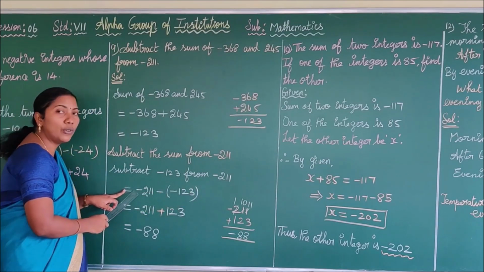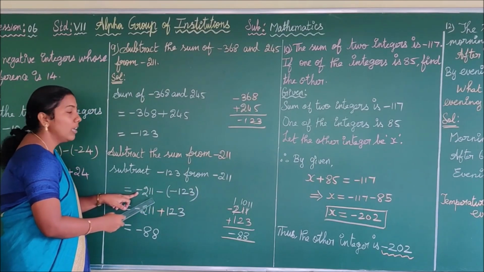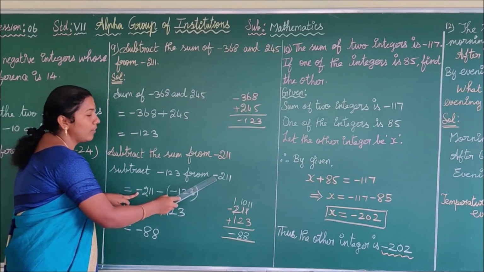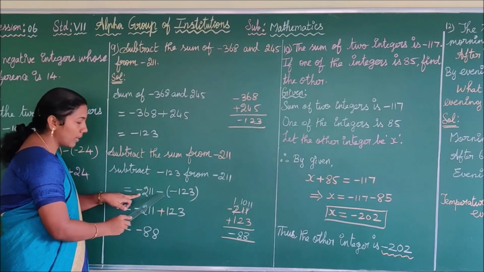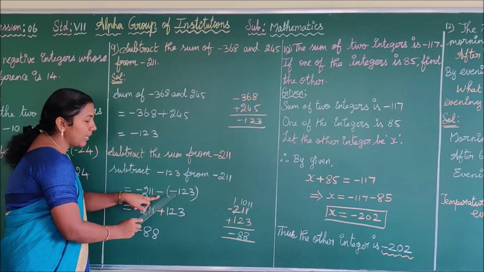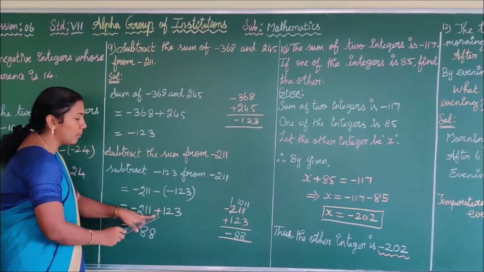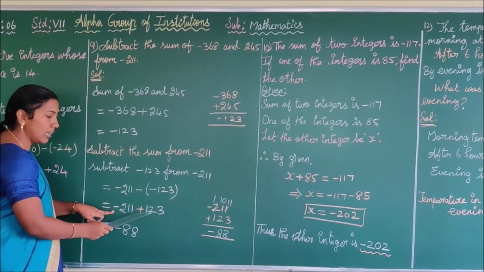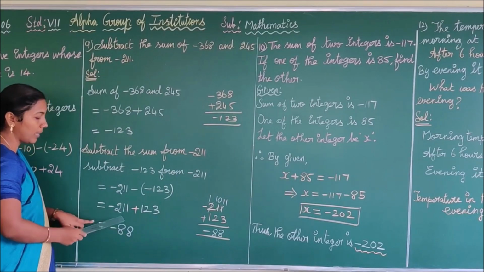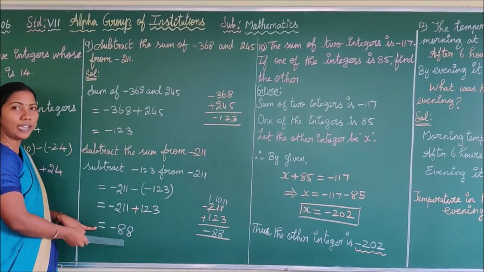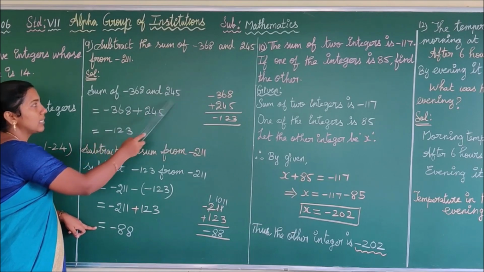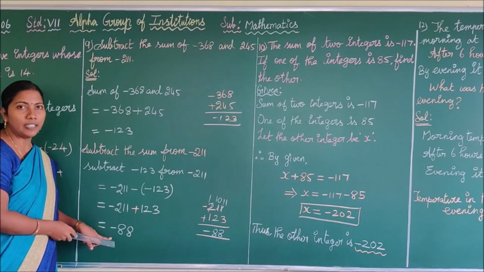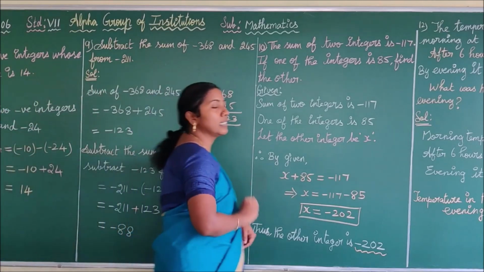Thus, we are writing first you have to write minus 211. After the number which comes after the word from, you have to write first. So, you have to write first minus 211 minus, and then you have to write this sum minus 123. By removing the bracket, you get minus 211 plus 123. As per rule 2, we are subtracting. You get the answer minus 88. Thus, we have subtracted the sum from minus 211. We get the answer minus 88. It's clear, children? Next, we are going to see sum 10.